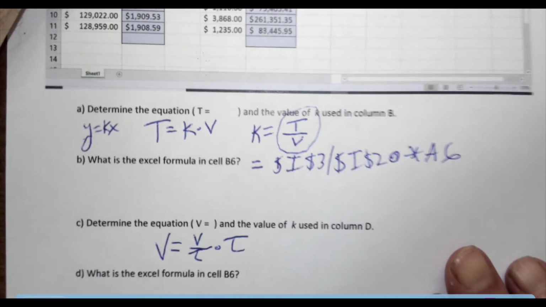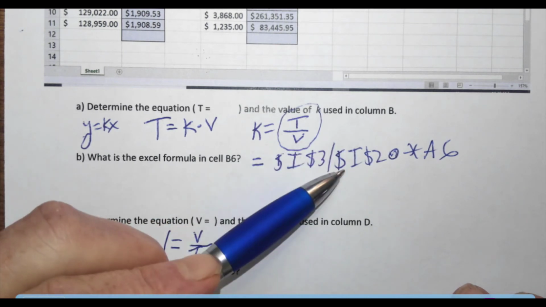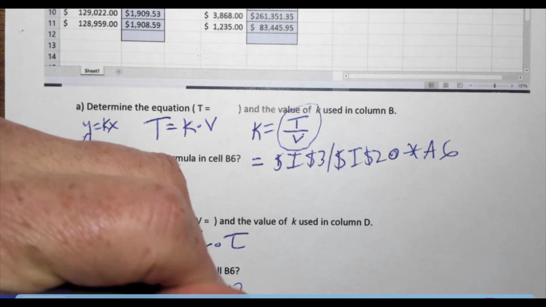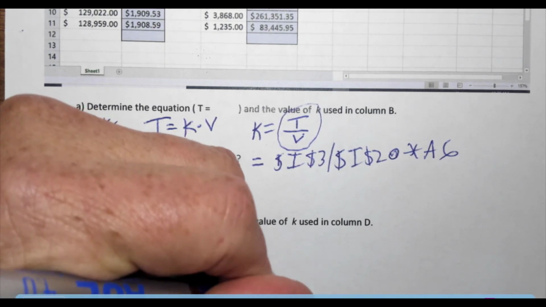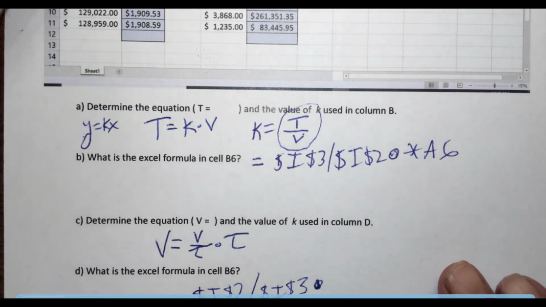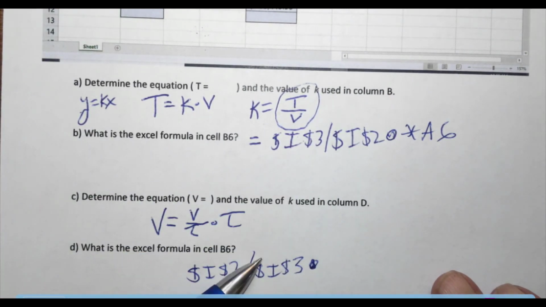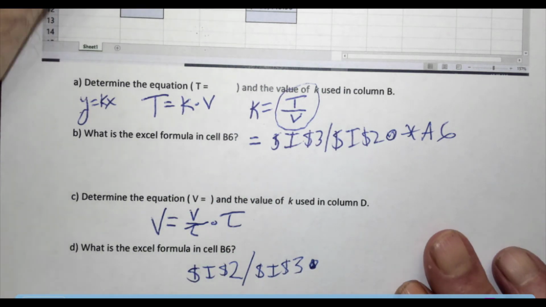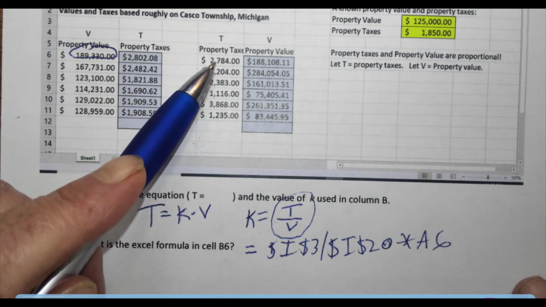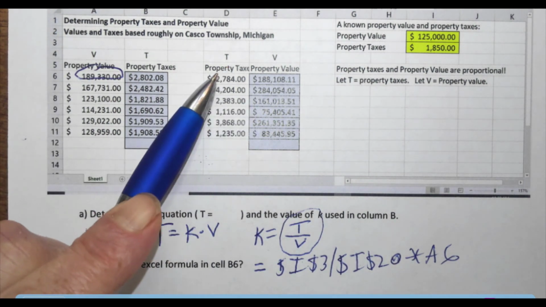So for my Excel formula, I'm going to start it out right here. Only I'm going to flip this because I'm using the reciprocal. So it's $I$2 divided by $I$3 times, it's the inverse of this, times, I'm going to put it in this cell, times that, which is D6.